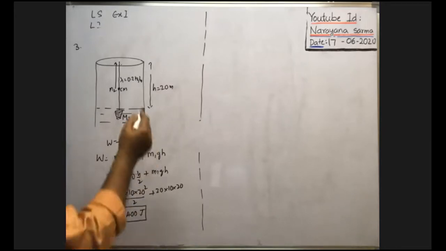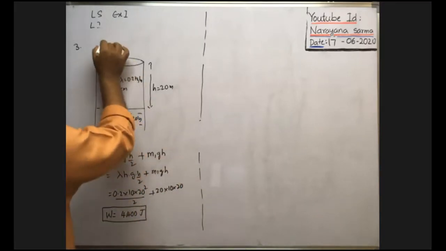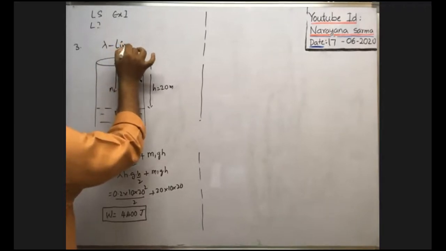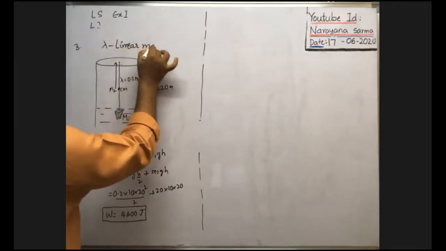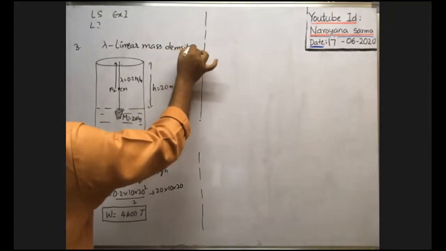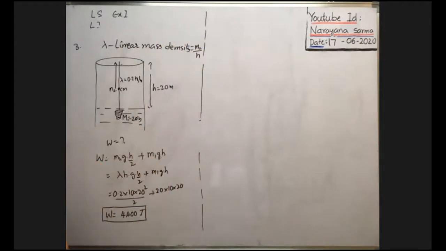Lambda is given. Now you read the problem. Lambda is the linear mass density. Linear mass density means mass per unit length of the rope, that is, mass of the rope divided by length of the rope, which is equal to h. That is the linear mass density of the rope, which is given. That means indirectly the mass of the rope is given.